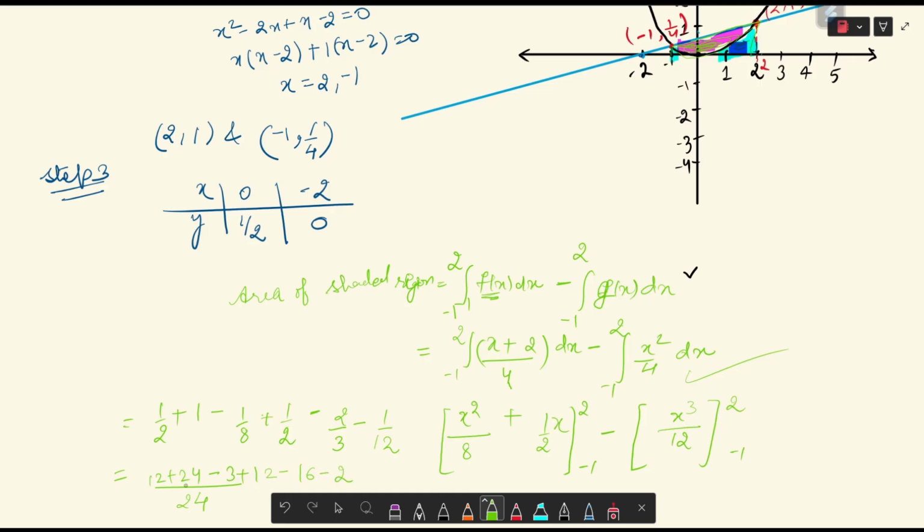So 24 and 12 is 36. 36 and 12 is 48. 48 minus 3 is 45. 45 minus 2 is 43. And 43 minus 16 is 27 upon 24 and 3 से हम काट देंगे तो ये आ जाएगा 9 upon 8. So we'll get the answer 9 upon 8. I hope this is clear.